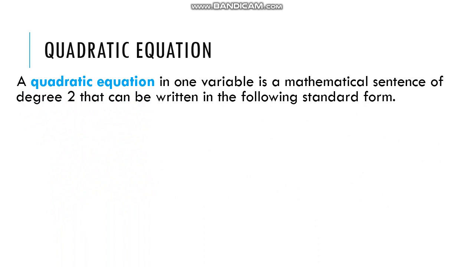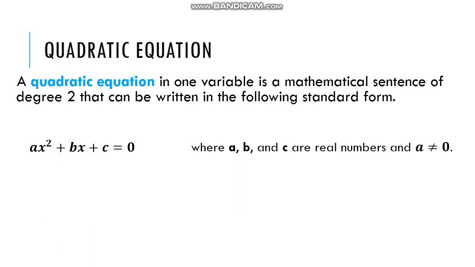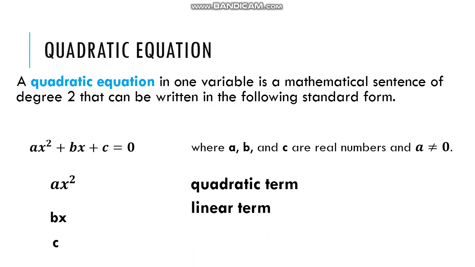Now let's move to quadratic equation. What is a quadratic equation? A quadratic equation in one variable is a mathematical sentence of degree 2 that can be written in the following standard form: ax² + bx + c = 0, where a, b, and c are real numbers, and a must not be equal to 0. ax² is the quadratic term, bx is the linear term, and c is the constant term.